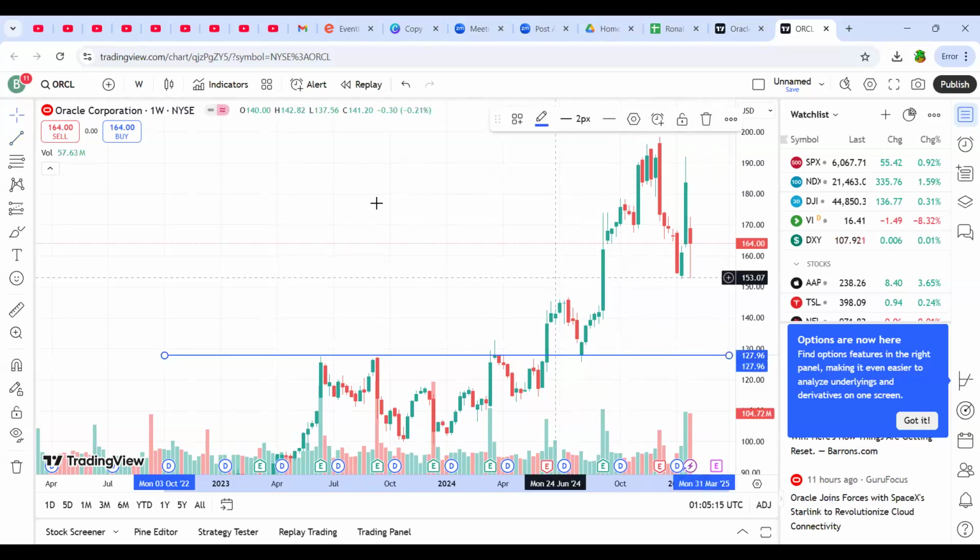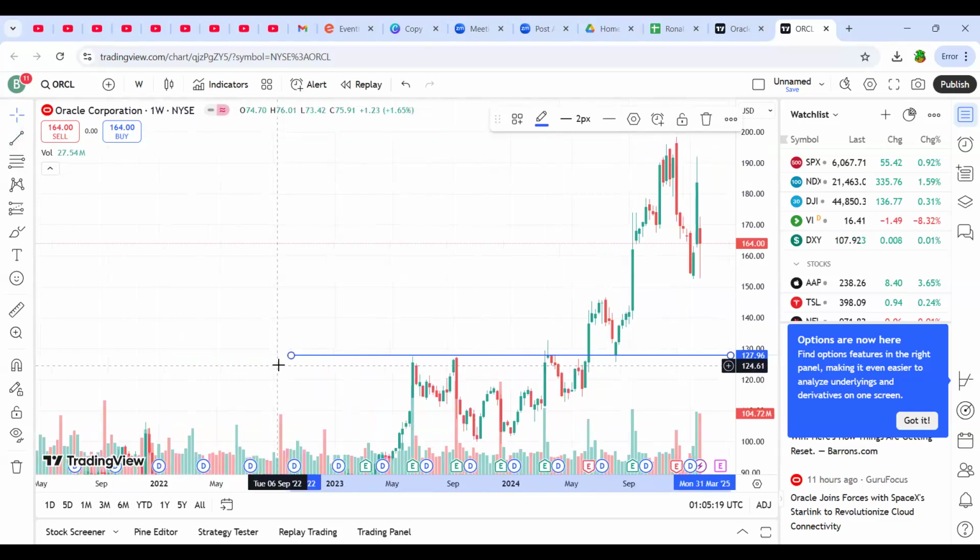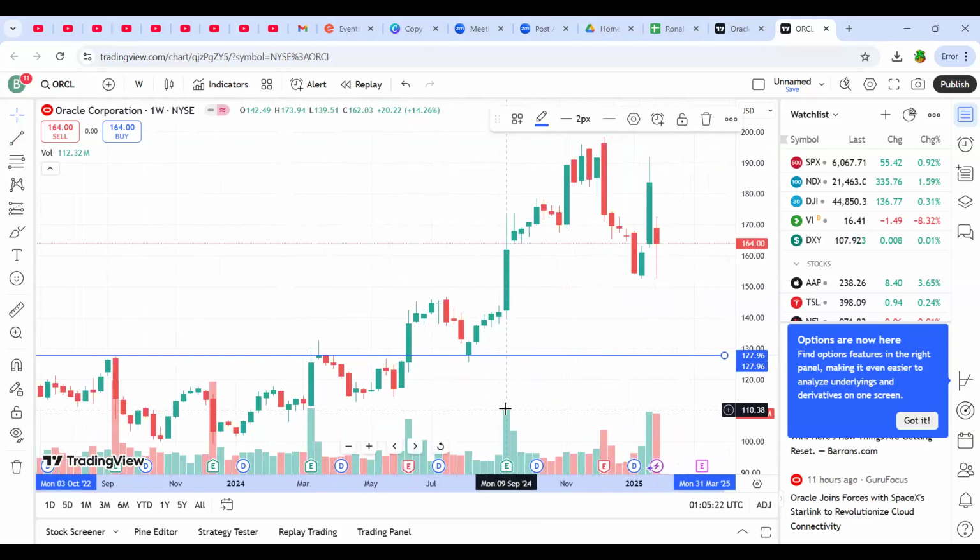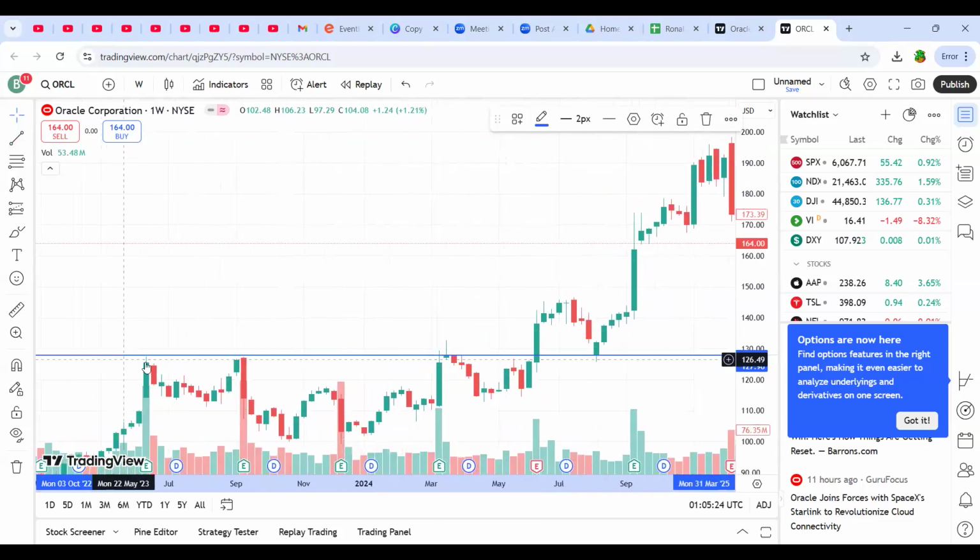I just drew a level. I click this icon up here to draw a line, and I see that these tops, when I spread out and zoom in, it's a lot of touches on this line here. I see it here, here, here, here, here, here, here. This is close. This is up in there, here. That's a level. That's a level that's respected.